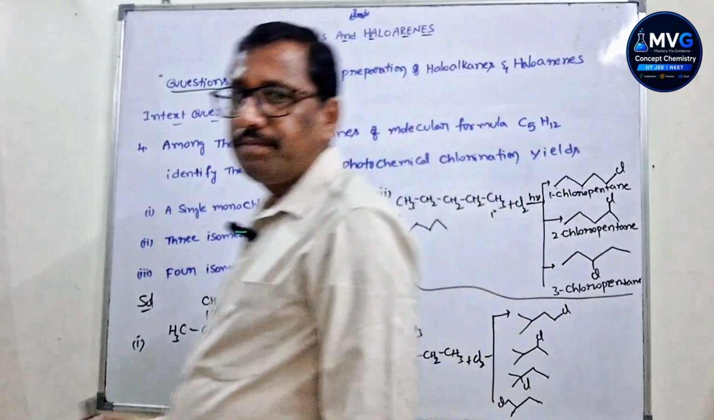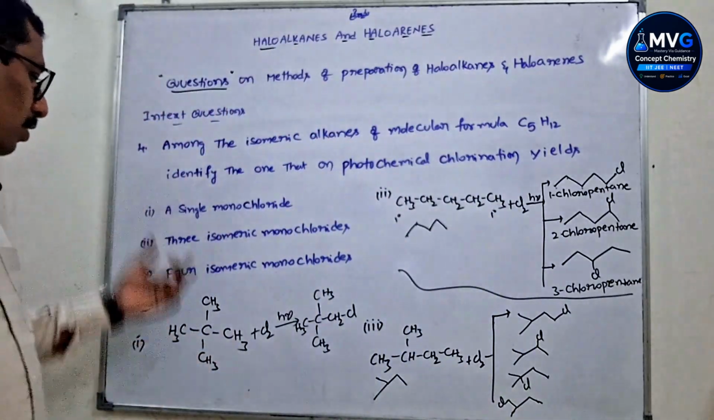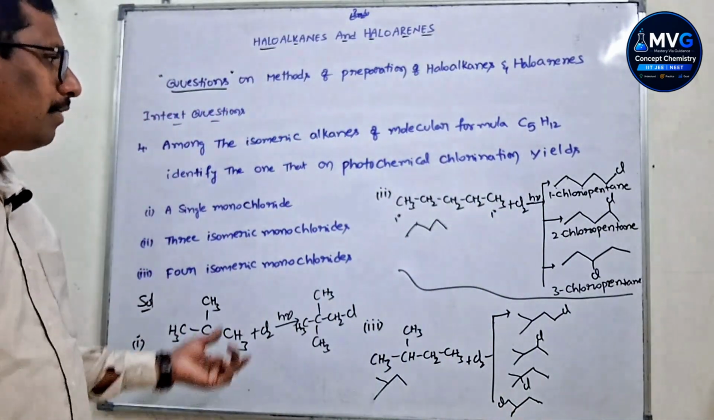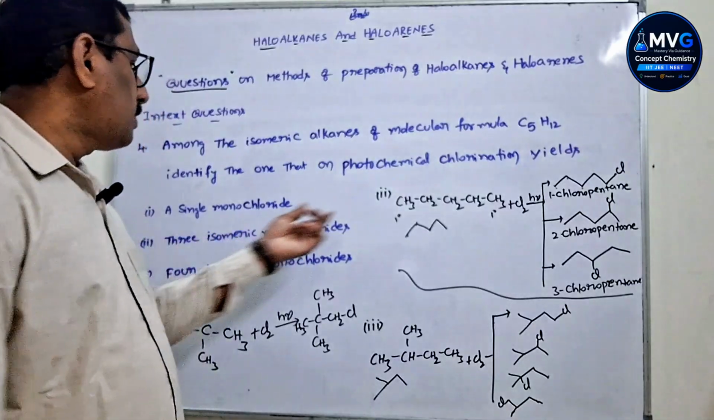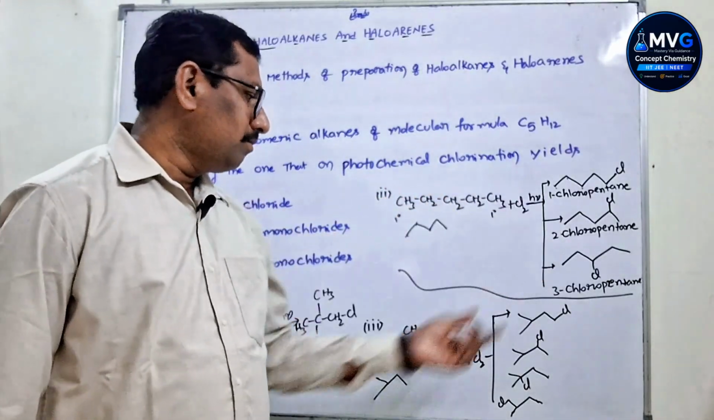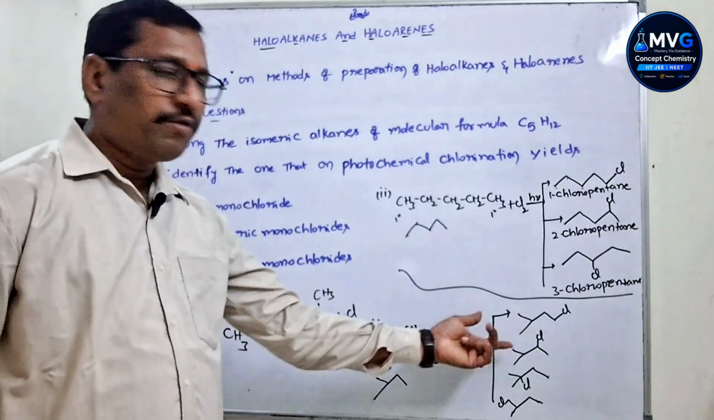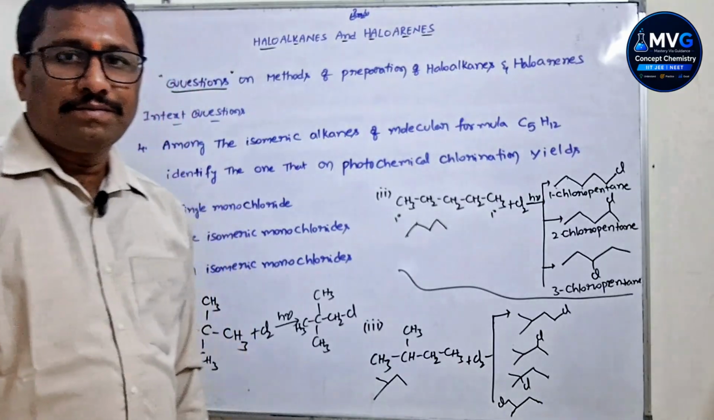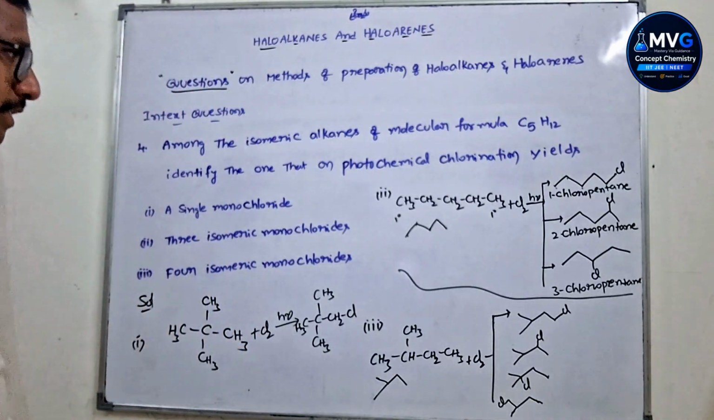Please note down, students. So now in this question, monochloro product means only one halogen derivative. Here 3 isomeric monochloride means 3 products. 4 isomeric monochloride means 4 products. Please note down, students.